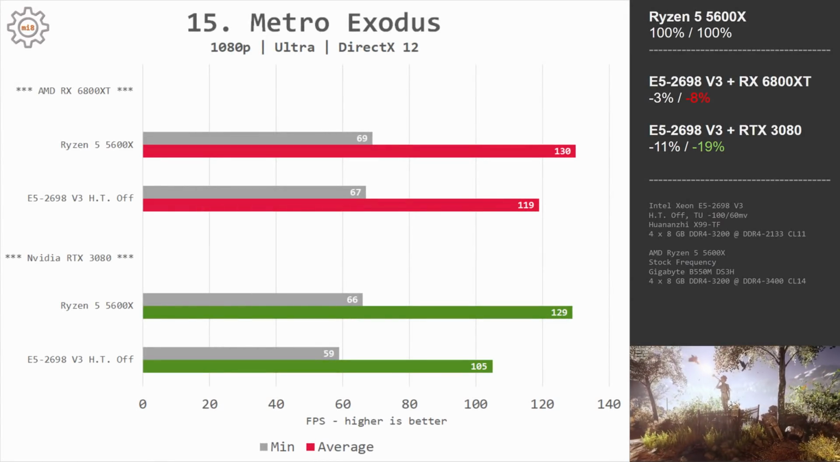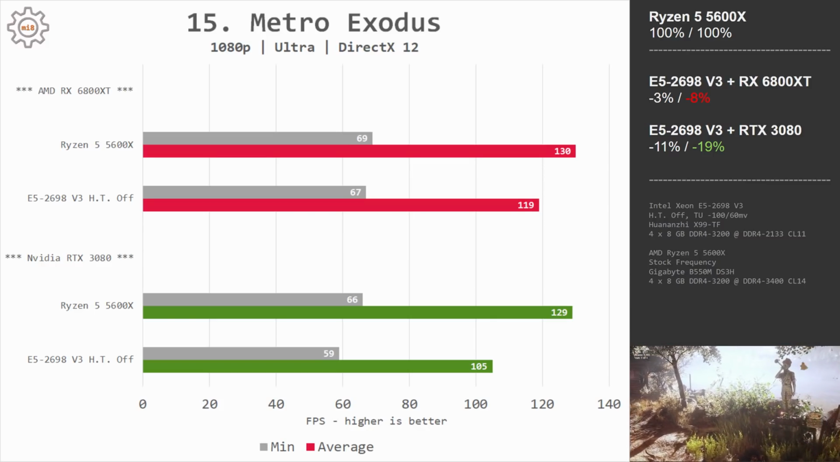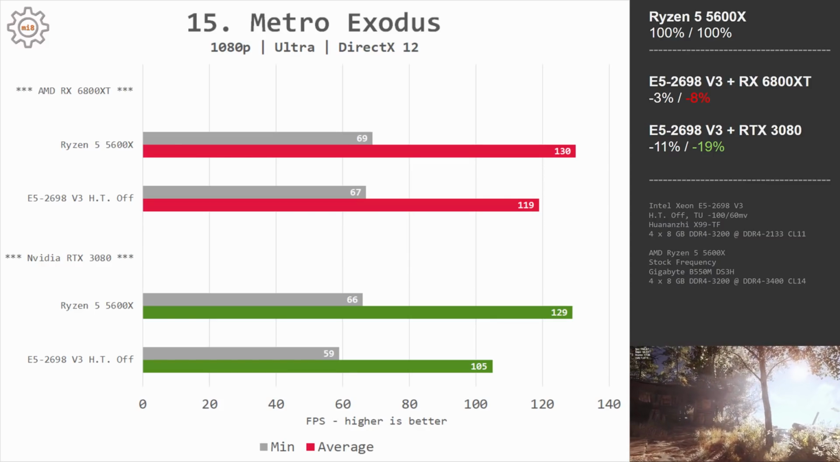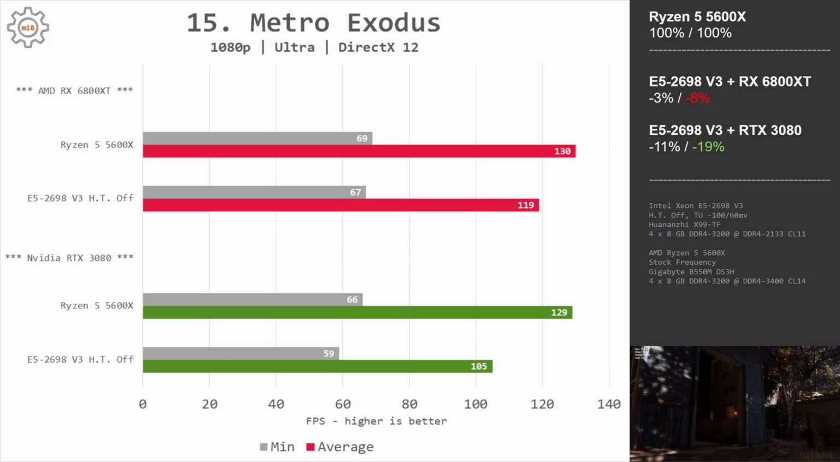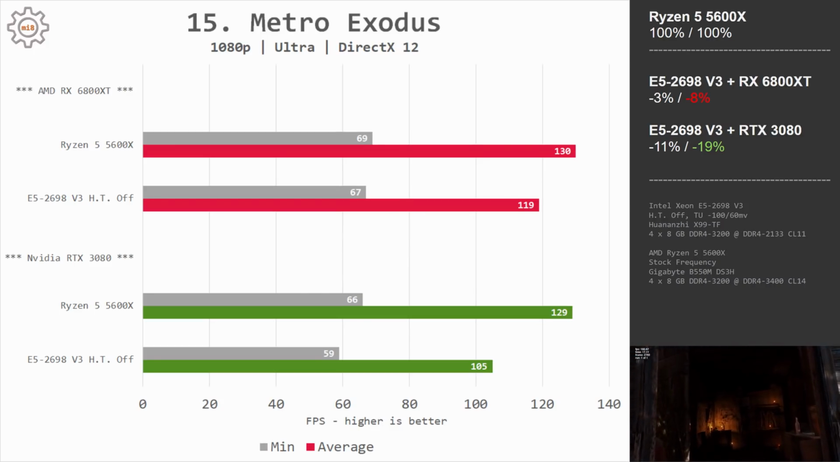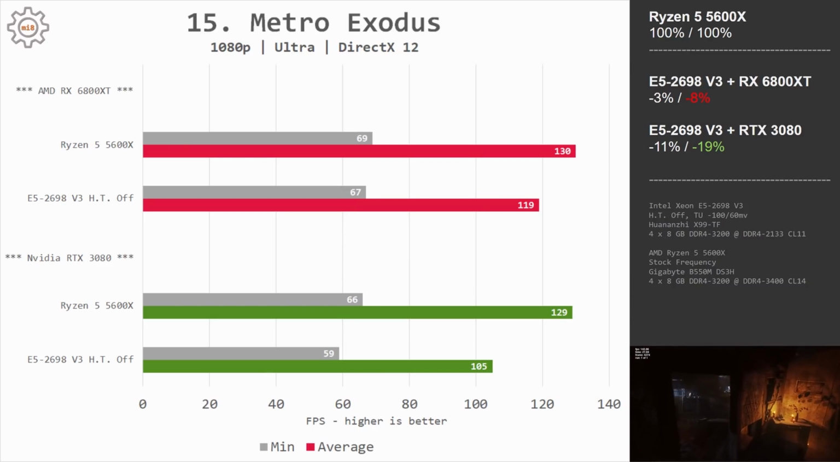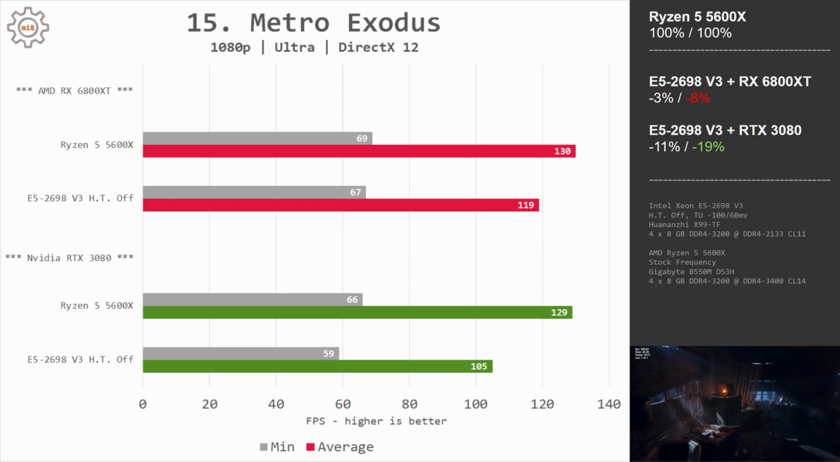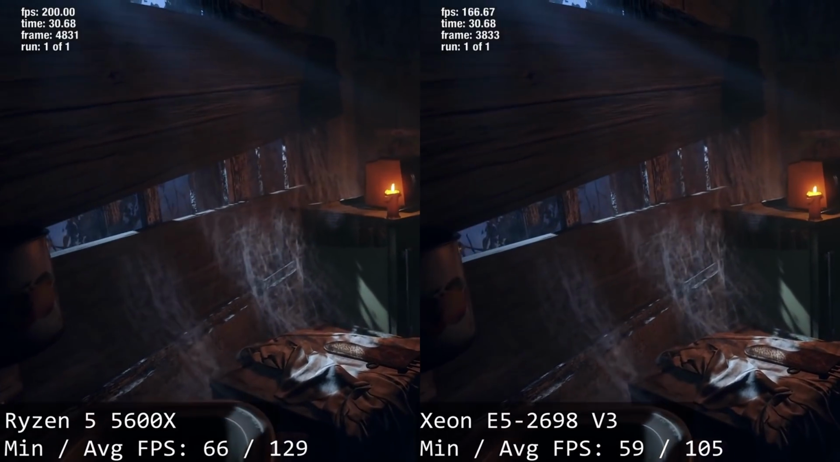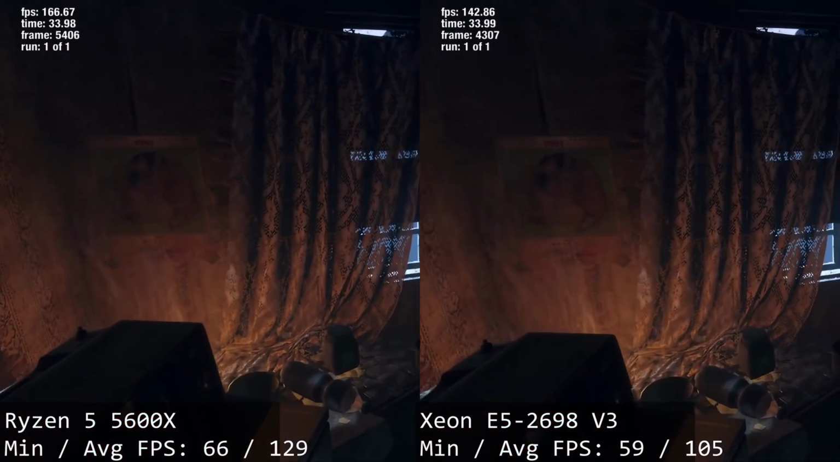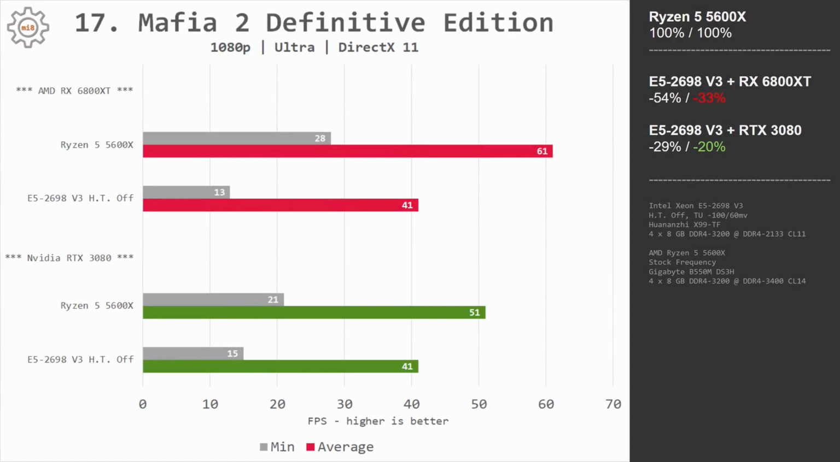The last game I'm going to take a look at is Metro Exodus. Here, with AMD RX 6800 XT, both of the CPUs are providing basically identical performance. The difference is just 3 and 8%. Switching to Nvidia RTX 3080, the gap between the CPUs grows to 11 and 19%. This is a significant difference, and yet again we see that the game uses DirectX 12 API, but performs differently with different combinations.